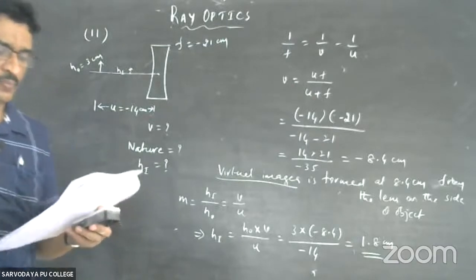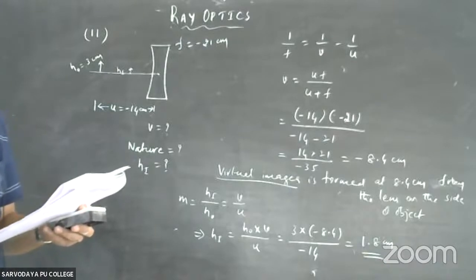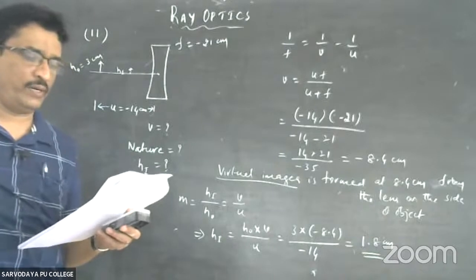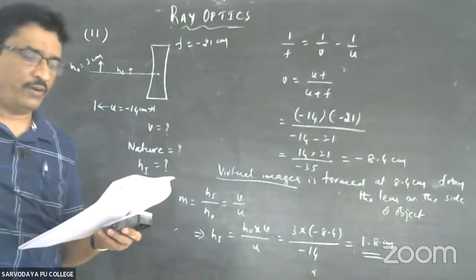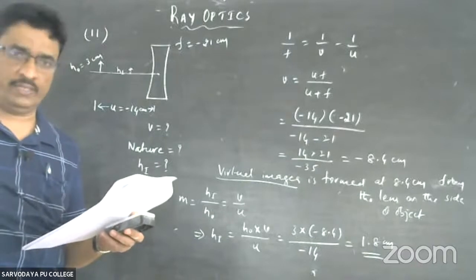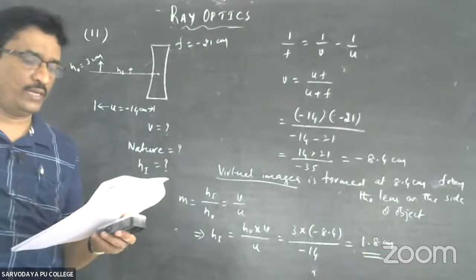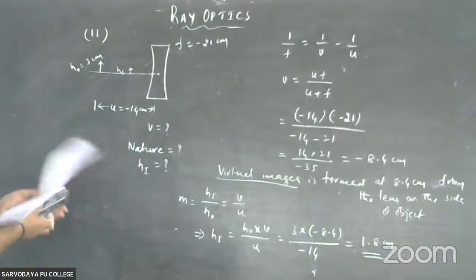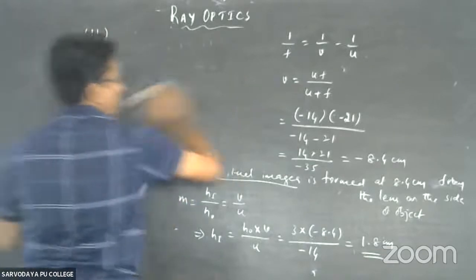This is from March 2014 question paper. Two convex lenses of focal length 0.2 meter and 0.3 meter are kept in contact. Find the focal length of the combination. Calculate the powers of two lenses and combination. So this is the problem. This is the 12th problem.